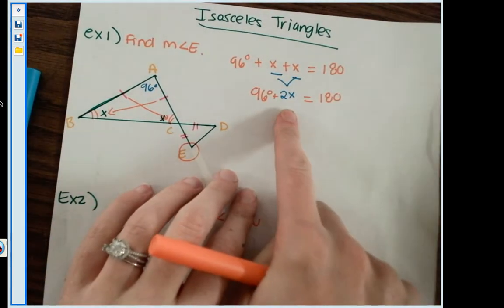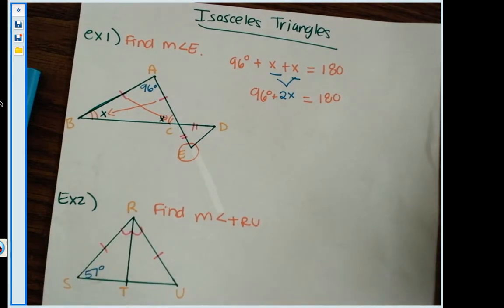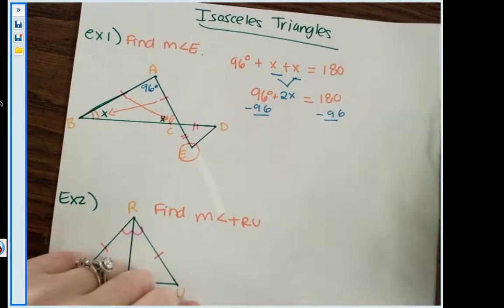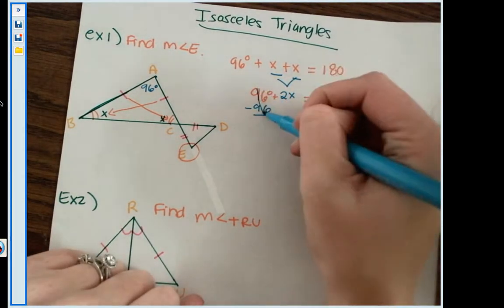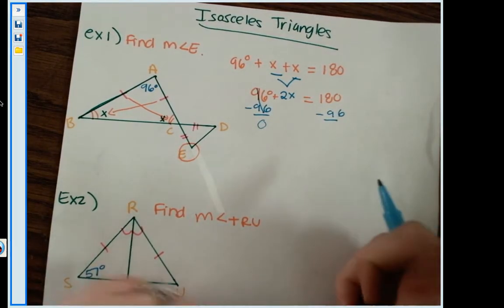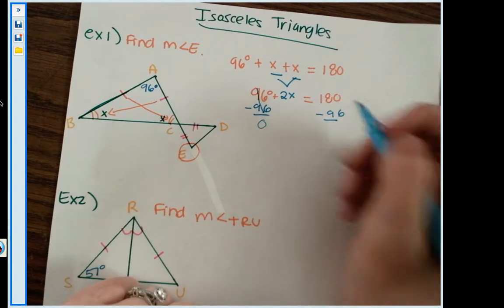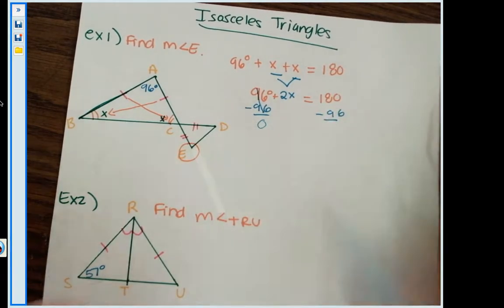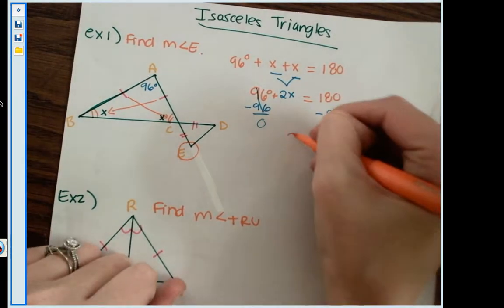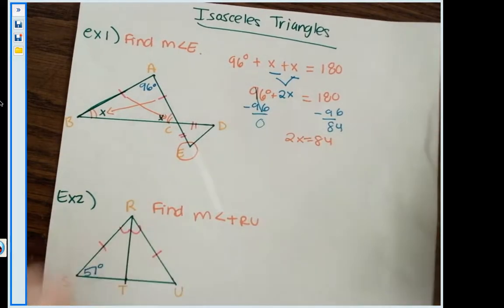To solve for X, I need to bring 96 to the other side, which the way I'm going to do that is by subtracting 96 on both sides. 96 minus 96 cancels and turns to 0. 180 minus 96 is going to give me 84. So this is going to be 2X equals 84.